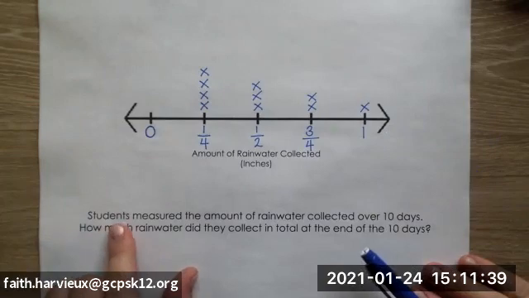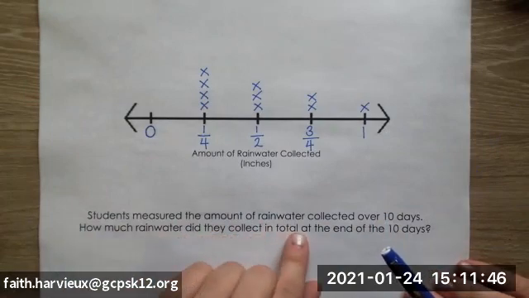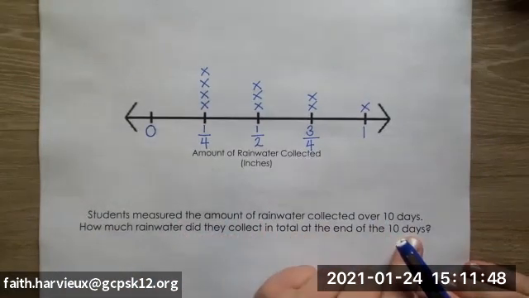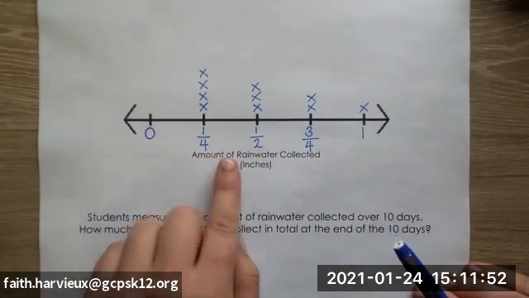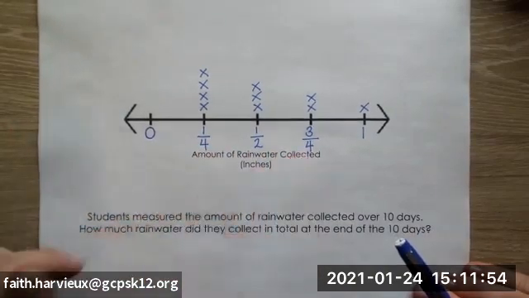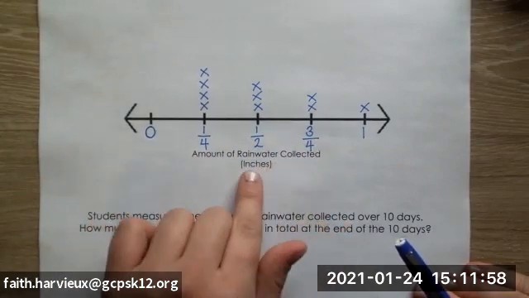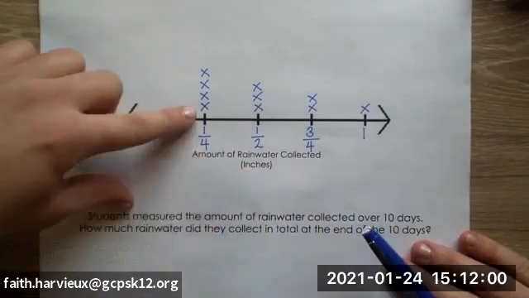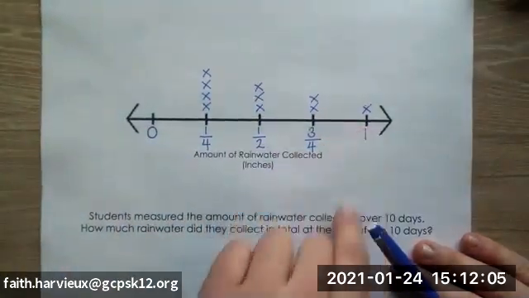So first it says, students measured the amount of rainwater collected over 10 days. How much rainwater did they collect in total at the end of the 10 days? So now I'm going to take a look at my graph. Right here it says amount of rainwater collected. This must mean that each of these fractions represent the amount of rainwater collected in inches. I can also see that there are X's above each of these fractions and actually one above this whole.